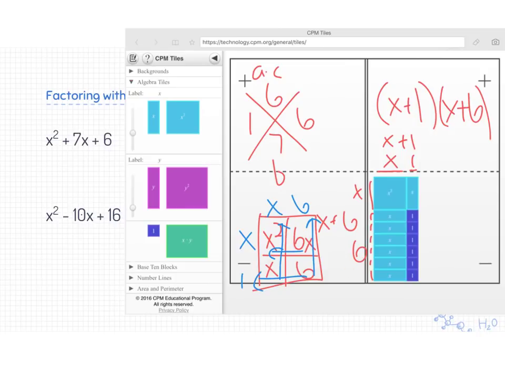If I'd rearranged this, it looks like this, where that's x and that's 6. As we pull our GCF, there's our 6 and there is our 1. So it's set up exactly the same as we had there before. Okay, so let's look at our next one now.